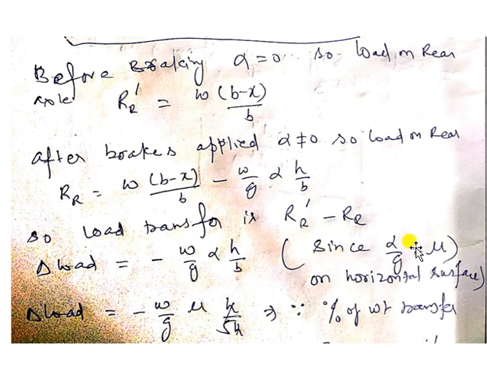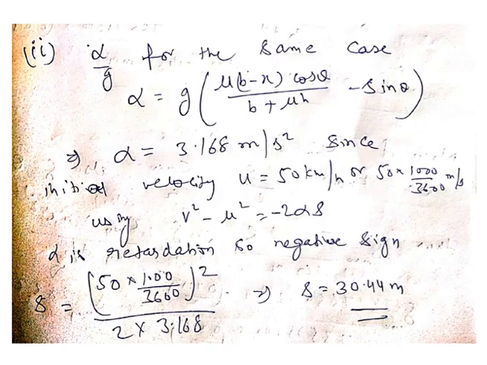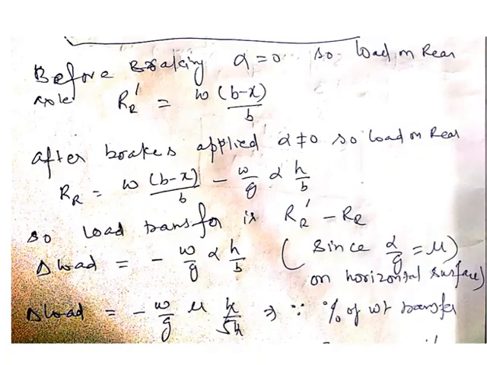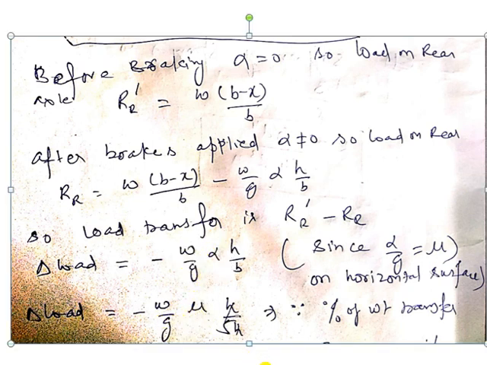But since we know that alpha by g is equal to mu for a horizontal surface, braking efficiency is mu. We have seen the braking efficiency for an inclined surface in the previous example. But for all plane surfaces, braking efficiency, alpha by g, is always equal to mu, the coefficient of adhesion. So if alpha by g is mu, I can substitute mu. Sorry, this g should be removed.